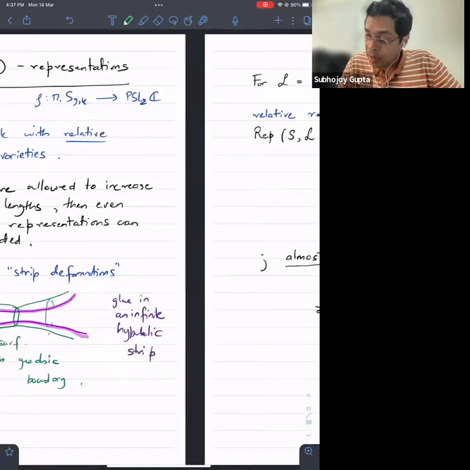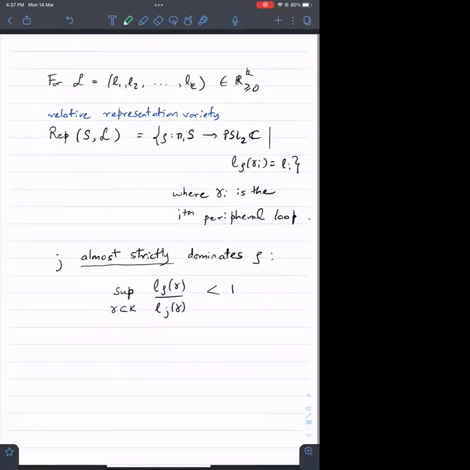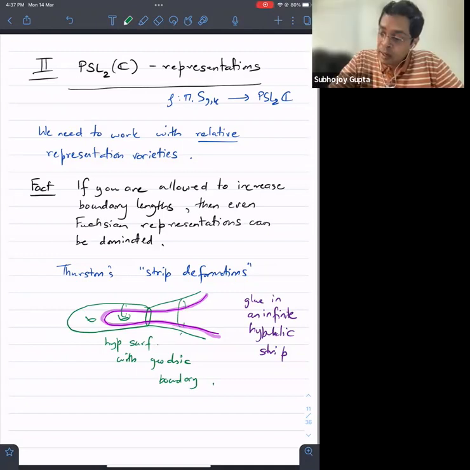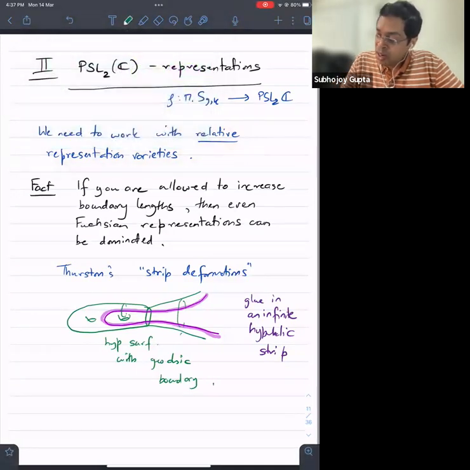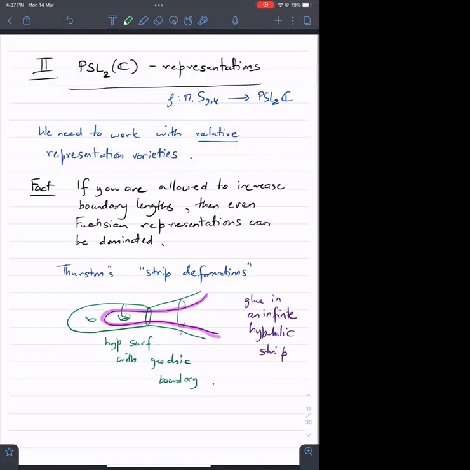Okay, and this is what we are going to do. So what exactly is an infinite hyperbolic strip? Is it a thickened neighborhood of a geodesic? No. What does it look like in the universal cover? It's a region bounded between two non-parallel hyperbolic geodesics. So it's really something which is flaring at both ends. I see, so that's what you glue in.